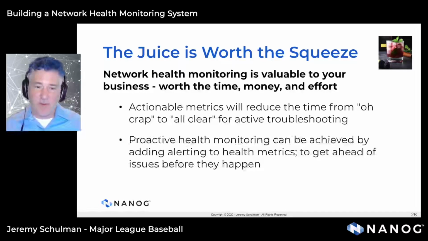I would submit that people always want to be proactively monitoring the health of their network to prevent issues before they happen. But many times it's very hard to do, based on the context and the synthesis that needs to go into mining that data and providing valuable insights. But once you do it, the juice is worth the squeeze.